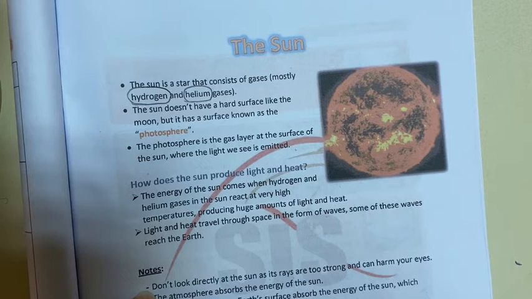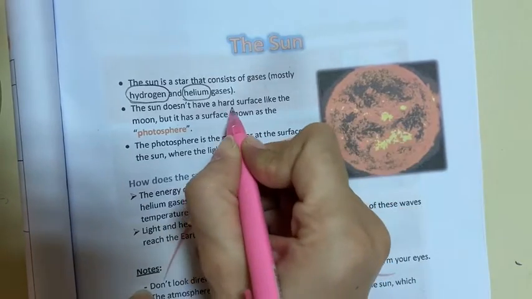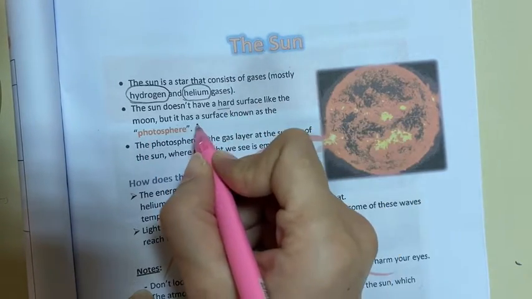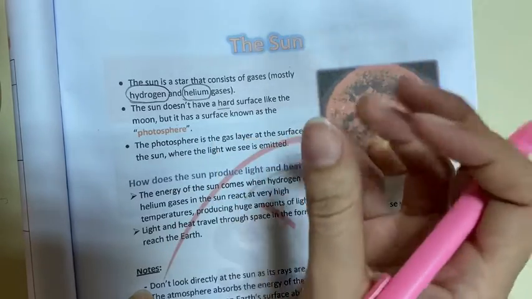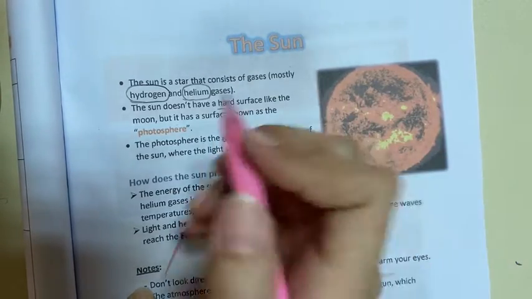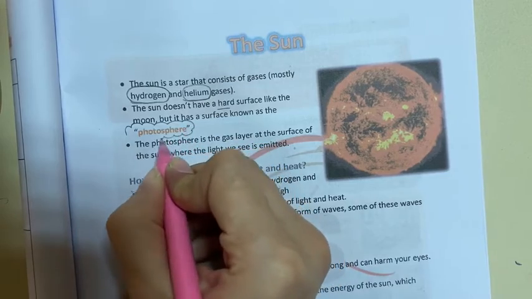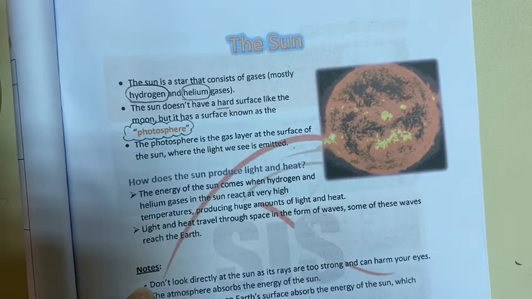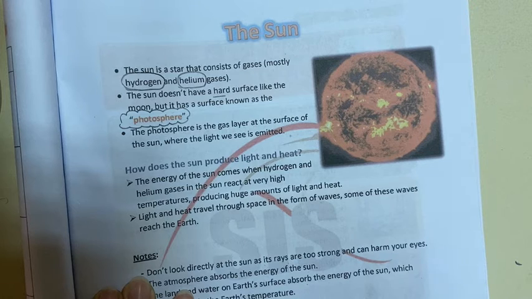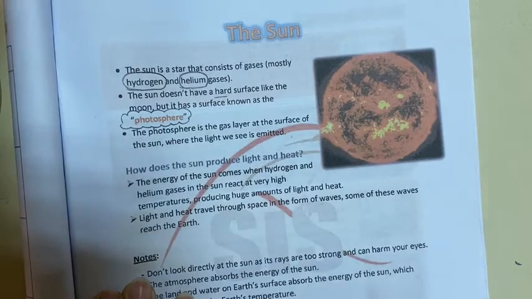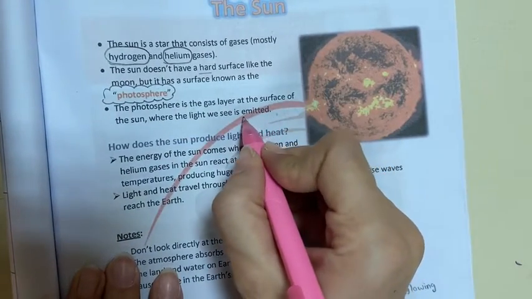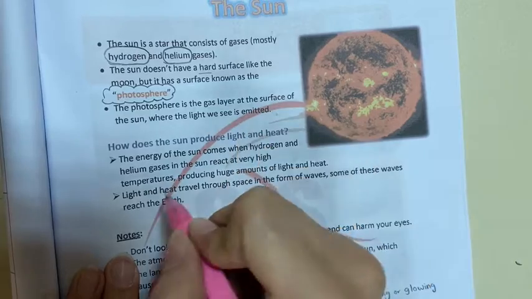But is it solid? Does it have a solid surface like the Earth or the Moon? No, the sun doesn't have a solid or hard surface like the Moon, but it has a surface of gases. We call this surface of the sun the photosphere. The photosphere is the gas layer at the surface of the sun where the light we see is emitted. Emitted means sent or given from the sun.